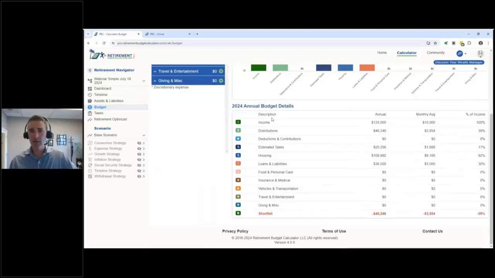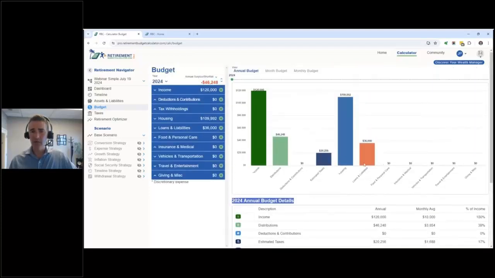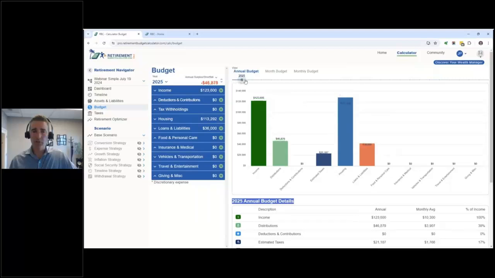I just want to make sure you guys realize, you've got this table view down here in terms of your 2024 annual budget details. How's your money coming in and going out by category? You've got your annual budget, which you can use the slide bar to look over different years to see how things are going to be changing.